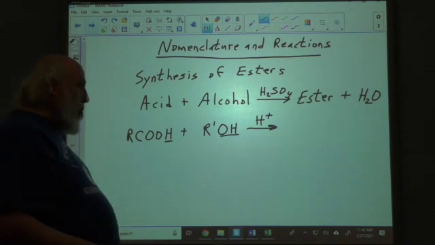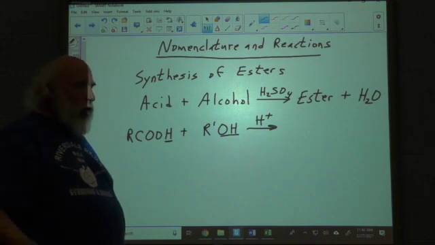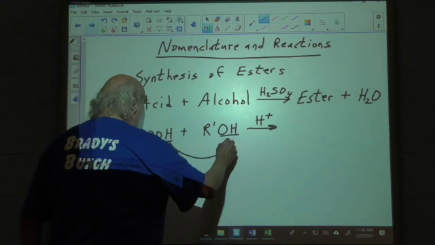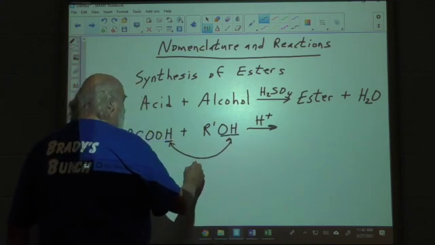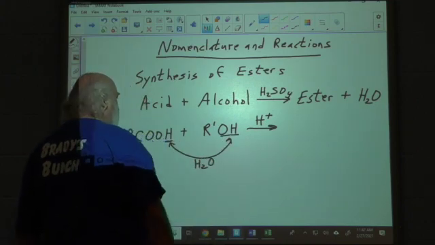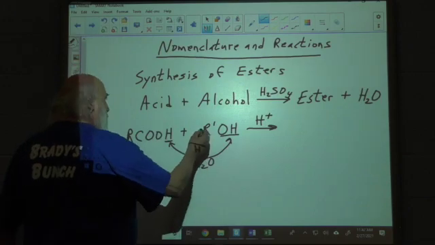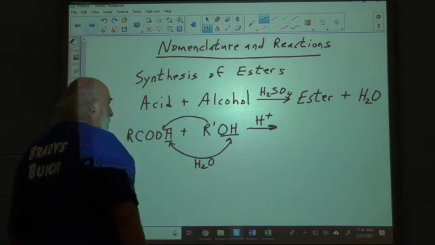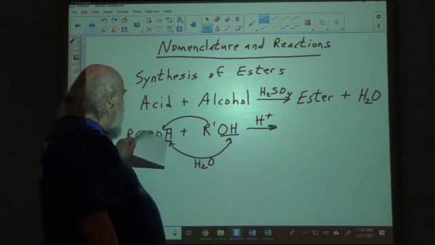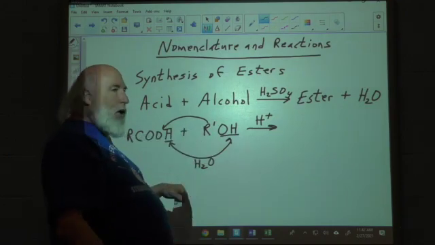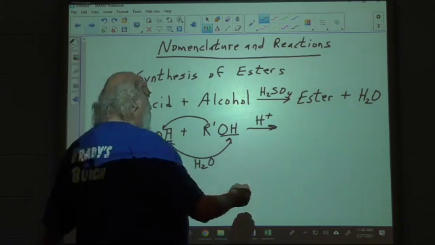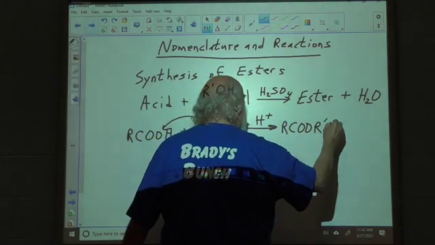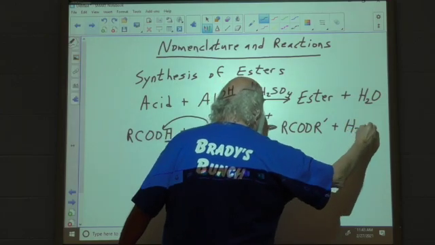We don't have to write the whole thing out, but if you want to show off to your friends, you go right ahead. But the H is going to be removed, and the OH is going to be removed, and that's where your water is coming from. And the R prime, like I said, is going to come over here and replace the H there, and the H here is going to come over and replace the R prime here, double displacement reaction, and we get RCOOR prime plus H2O.